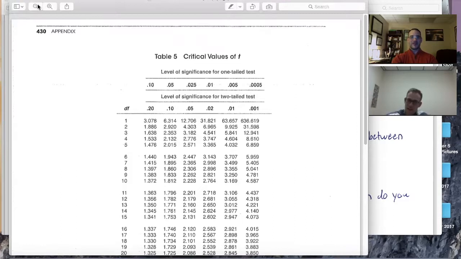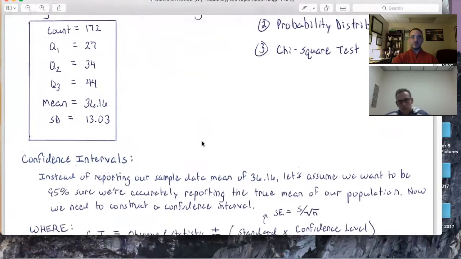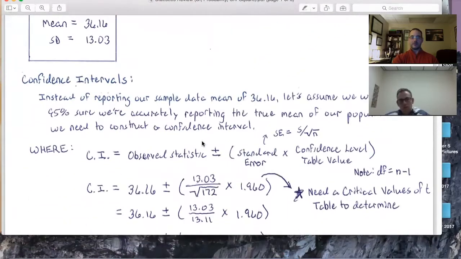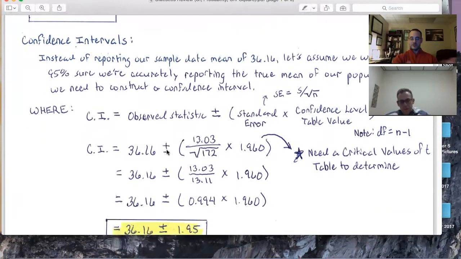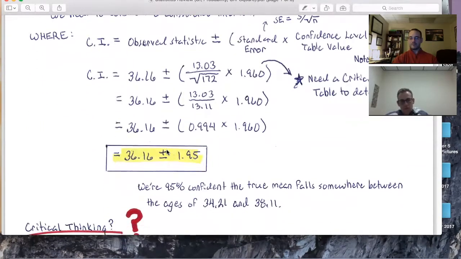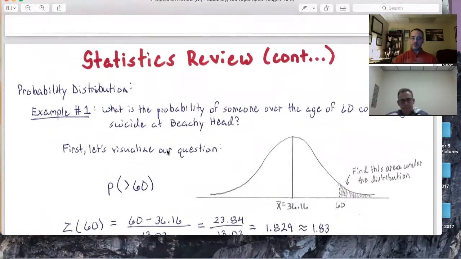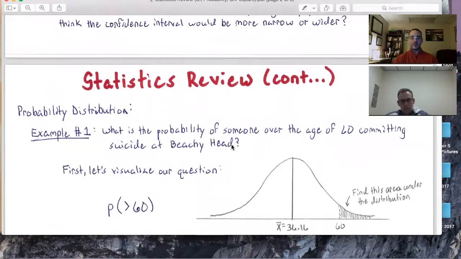Yeah. Great. So on this assignment coming up, you are asked to determine a confidence interval around some observed statistic. So it would be fairly similar to what you and I just calculated right here. Okay. Some other questions had come up about probability distribution. So let's work through a couple examples with that and see how you're doing with that.